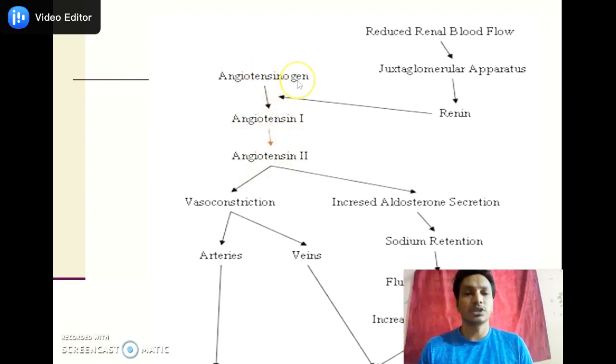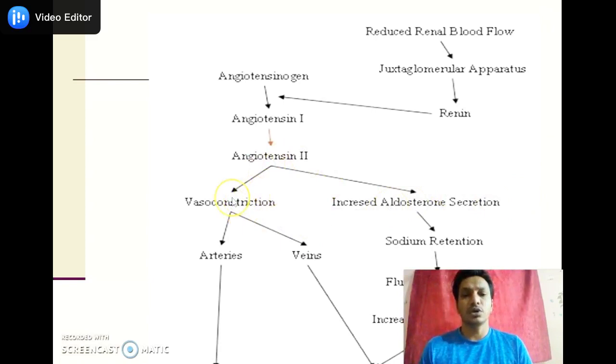So angiotensinogen is ultimately converted to angiotensin. These are nothing but peptides, and they show effects on the vessels of the kidneys and the blood vessels of our body by circulating through the blood. That can cause vasoconstriction. There are two ways by which angiotensin acts in our body. Vasoconstriction is one way, and the second is increased aldosterone secretion.